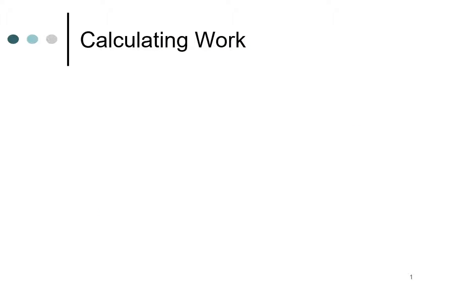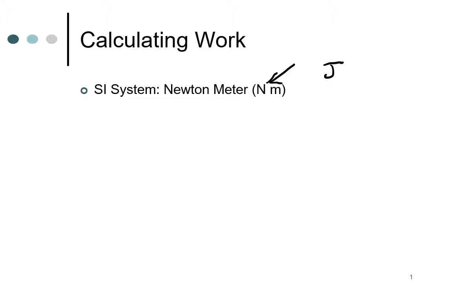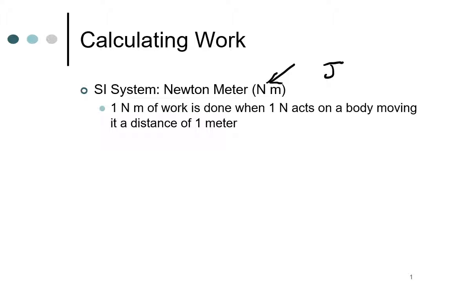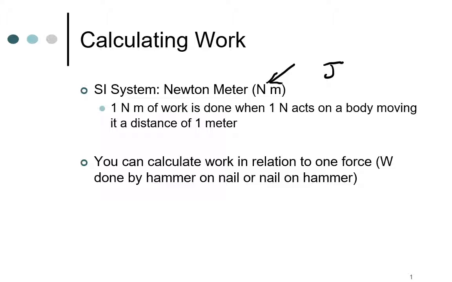Okay, so when we calculate work, we end up getting a Newton meter. You'll also see us use joules, but it's really better to have a Newton meter when we talk about work. I think the online assessment uses joules, capital J. And 1 Newton meter of work is done when 1 Newton acts on a body moving at a distance of 1 meter. And the SI unit will be a Newton meter for that.